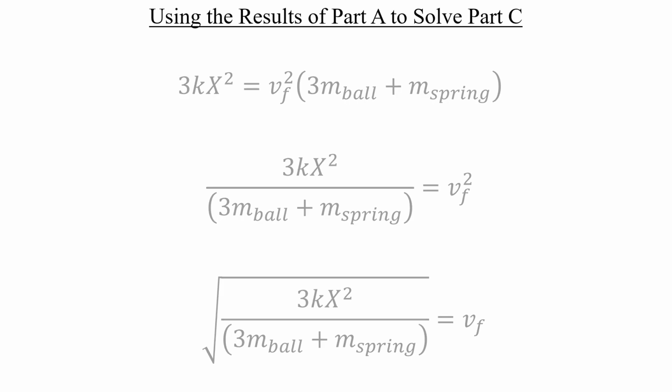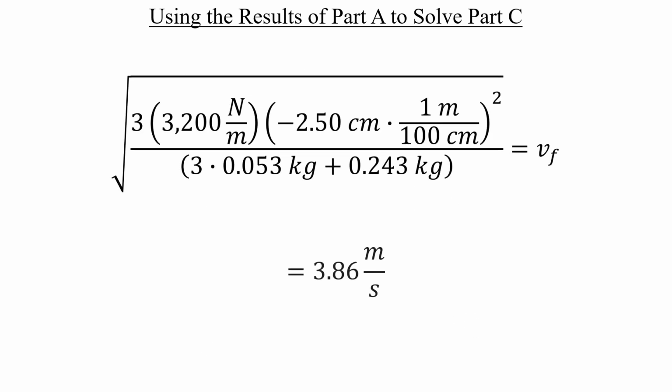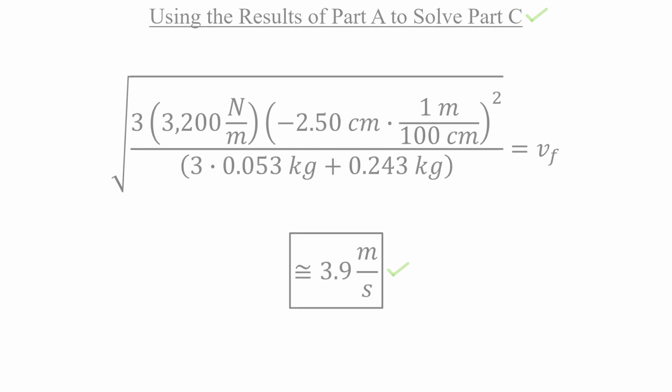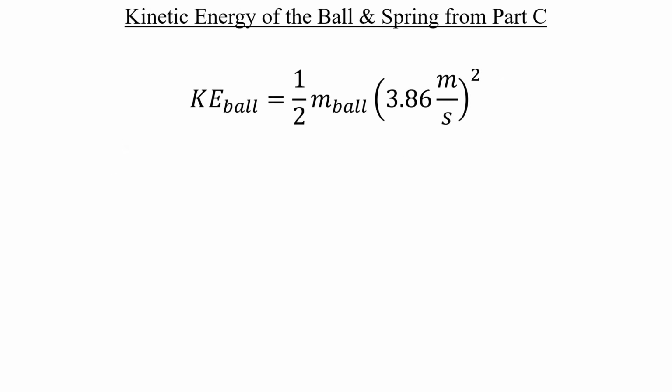Go ahead and plug in the numbers, grab your result, and truncate to 2 significant figures. Part C is now done. There's just one last thing to do. We need to compare the kinetic energies of the ball and the spring, so let's go ahead and start with the ball and grab the extra significant figure in the velocity from before, so we don't end up rounding twice and going over what the answer should be.